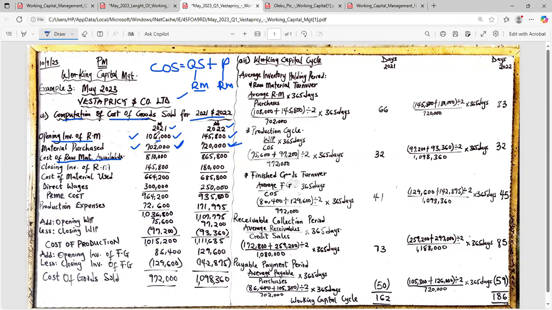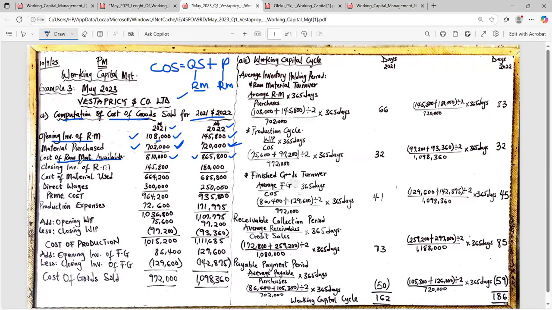So can somebody do 108 plus 702? You get 810. Can somebody do 145,800 and 720? You get 865,800. I need those figures confirmed, please. 810 confirmed. 145,800 plus 720, 865,800 confirmed. Now we are good.